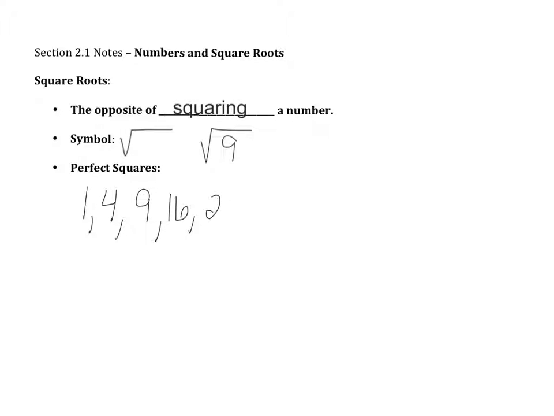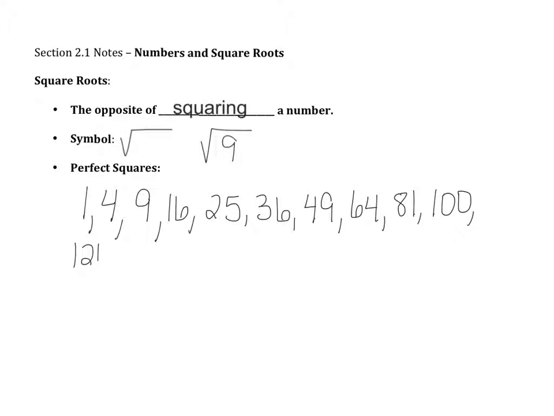5 times 5 is 25. 6 times 6 is 36. 7 times 7 is 49. 8 times 8 is 64. 9 times 9 is 81. 10 times 10 is 100. 11 times 11 is 121. 12 times 12 is 144. 13 times 13 is 169. 14 times 14 is 196. And 15 times 15 is 225.